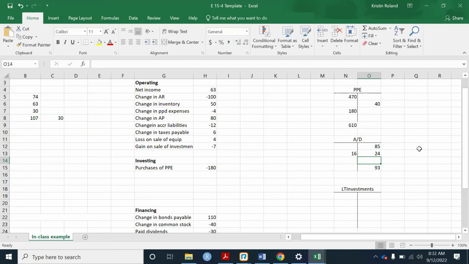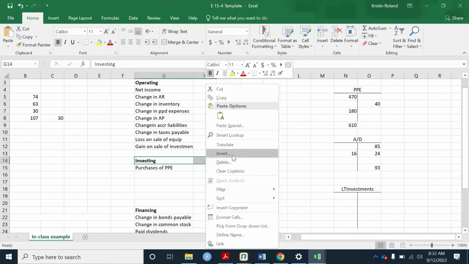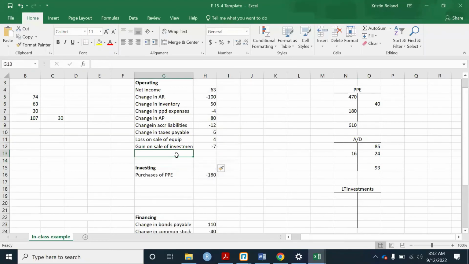And then you just told me, where do I put that 24? Good. Because if you read in the narrative, it says when we sold that equipment, there was accumulated depreciation of 16 on that asset that we sold. So it went away. Right, it's sold, so the related accumulated depreciation goes away. Yes. Okay, perfect.